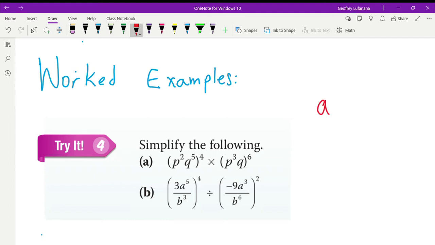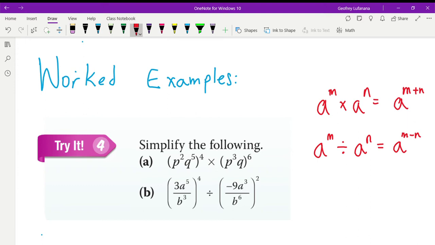So if we have a to the power m times a to the power n, we shall add the powers since the bases are the same. Remember, the condition is the bases have to be the same. A to the power m divided by a to the power n, I will subtract the powers. Bases are still the same.